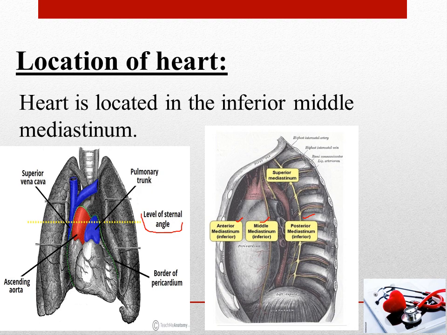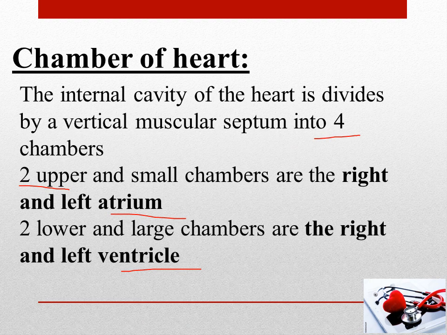Location of the heart. The heart is located in the inferior middle mediastinum. Now you can see that at the level of the sternal angle, the mediastinum is divided into two parts. The upper part is called the superior mediastinum, while the lower part is called the inferior mediastinum. Again, the inferior mediastinum is divided into three parts: anterior mediastinum, middle mediastinum, and posterior mediastinum. Now you can see in this diagram that the heart is located in the middle mediastinum.